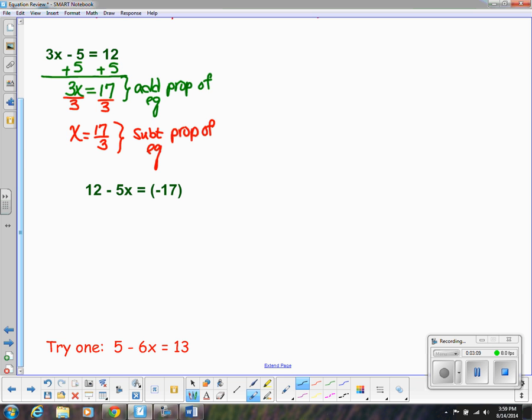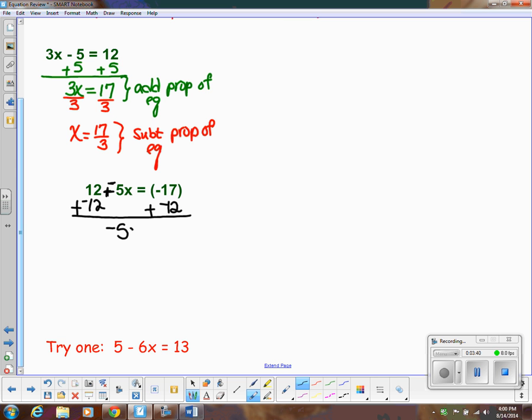And so you may look at this and say, well, 12 is connected to 5x by subtraction, but it really isn't. I could change my subtraction to addition, at which point 5 turns opposite. So 12 is not being subtracted, it's 5x that is being subtracted. So I'm going to choose to disconnect 12 by adding the opposite. If we add the opposite, we tend to not make a mistake when that subtraction sign is by the 5. 12 and a negative 12 is 0, so I'm going to have negative 5x equals negative 29.